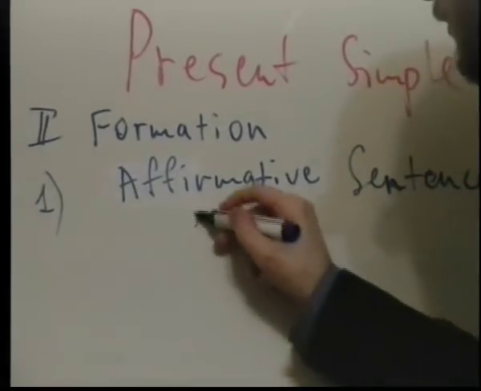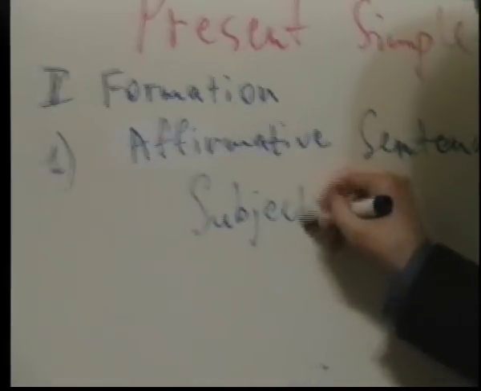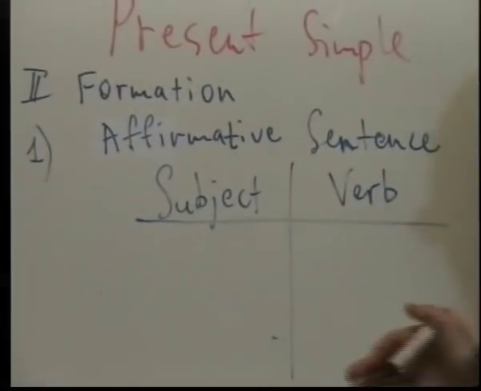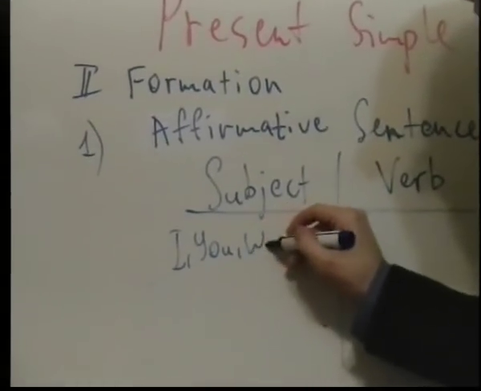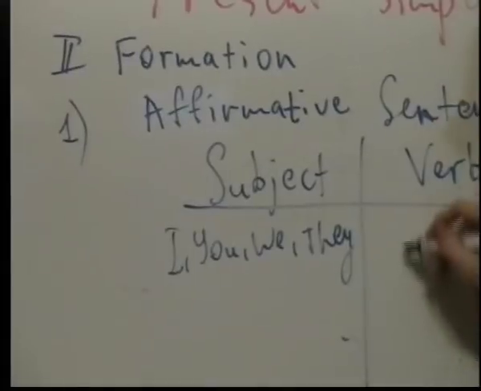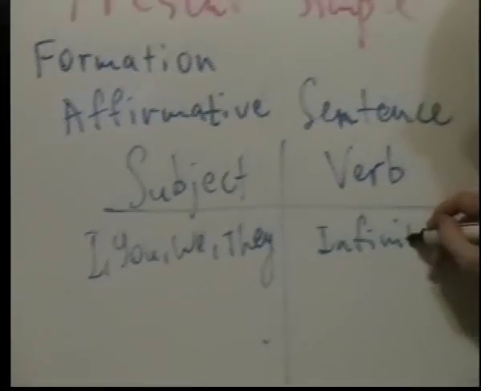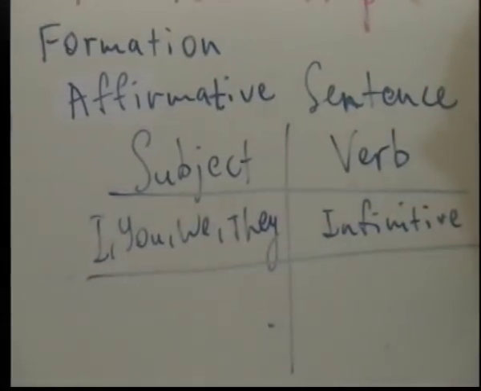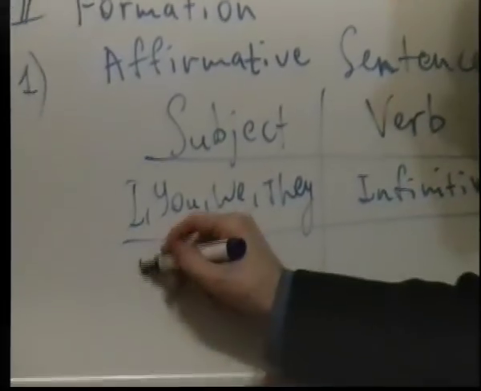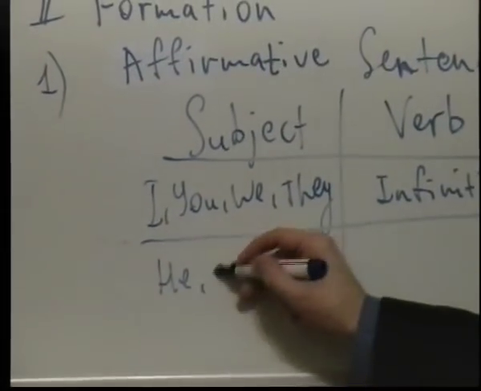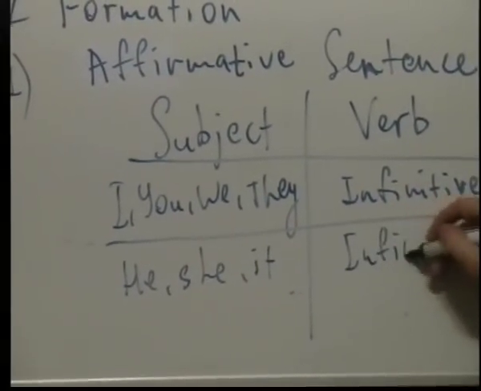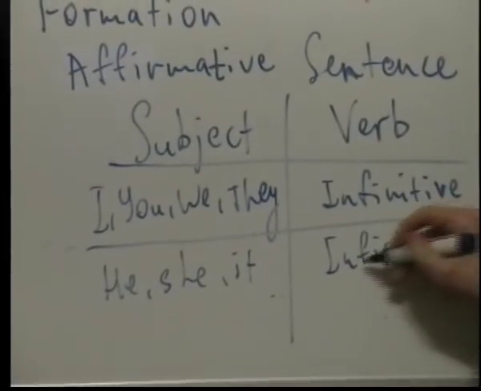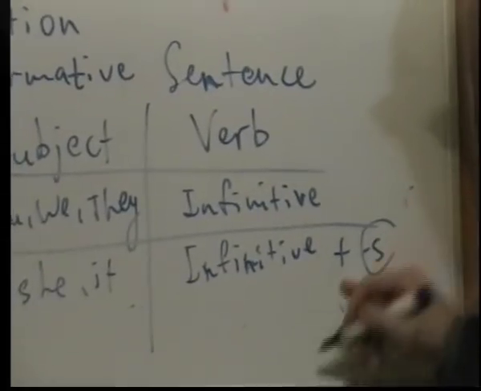Structure of affirmative sentence in present simple is very simple. Subject plus verb. Subject подлежащее, verb сказуемое. Structure is really simple. Subjects I, you, we, they. We use infinitive. Infinitive is the first form of the verb, as it in the dictionary, как в словаре. And the other variant is he, she, it. For these subjects, we use not only infinitive, but also ending s, окончание s.